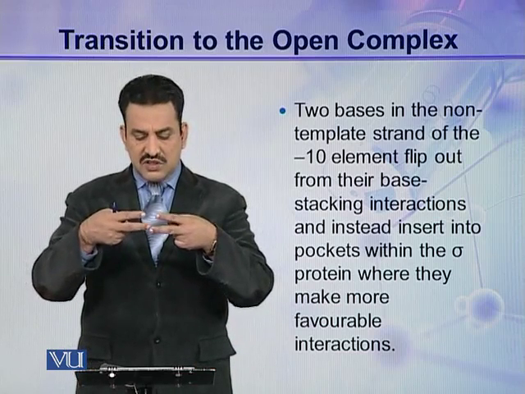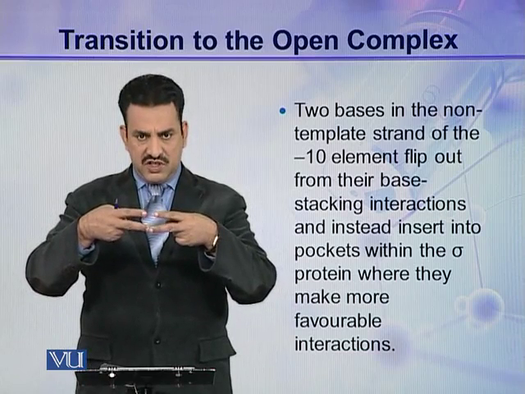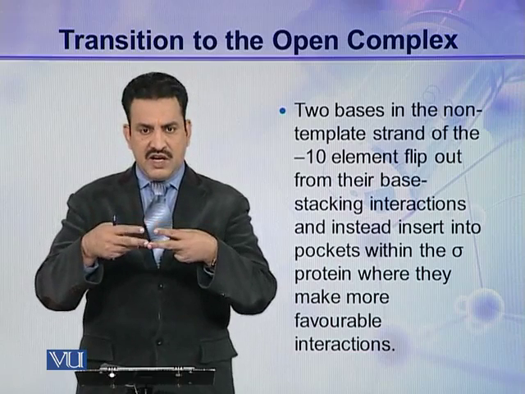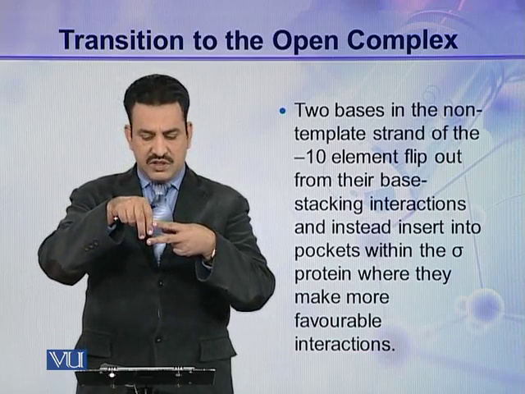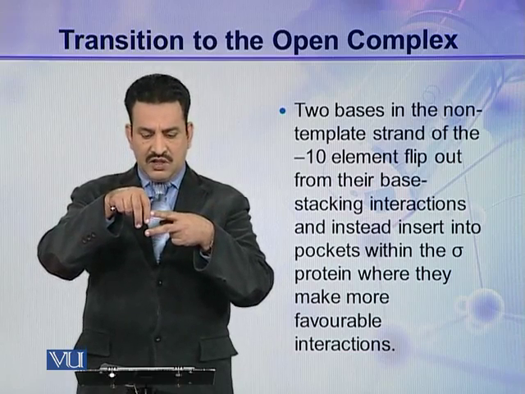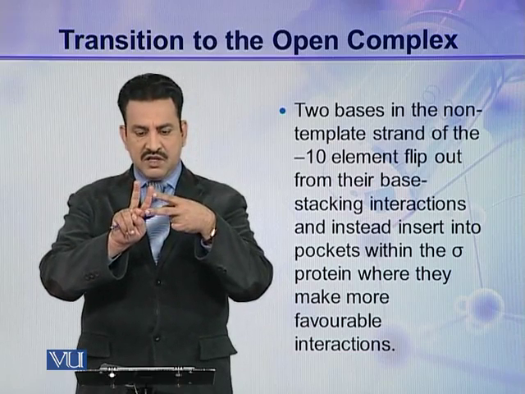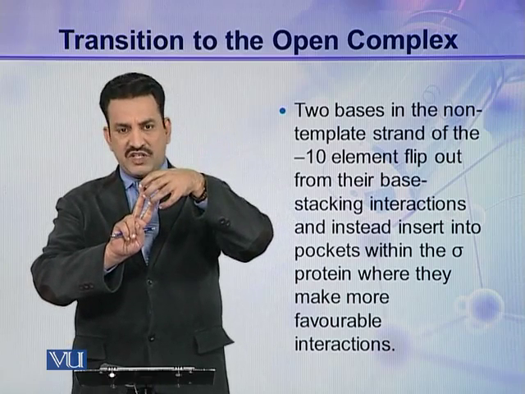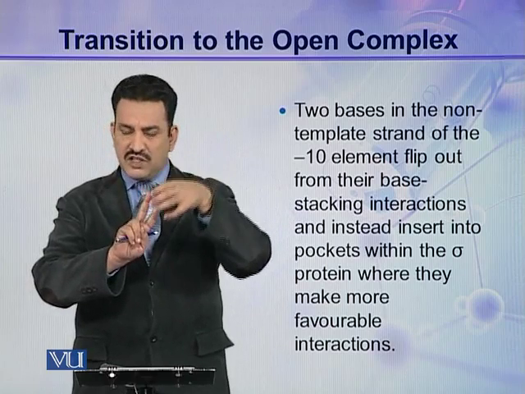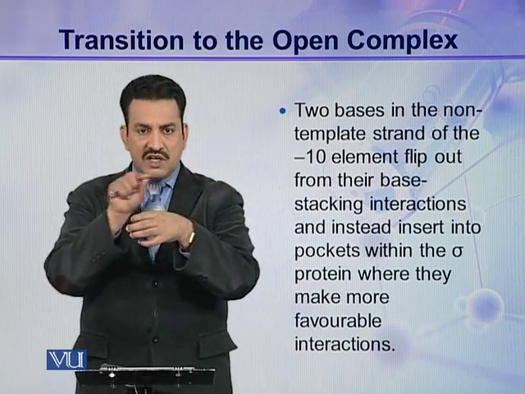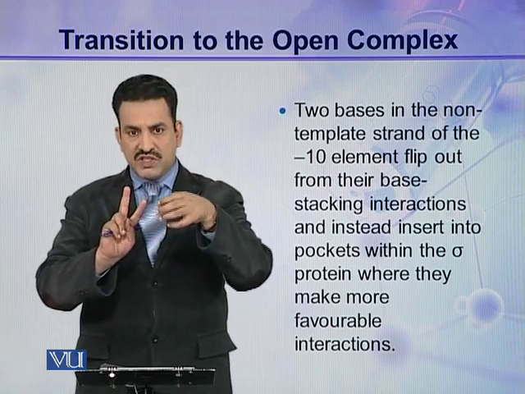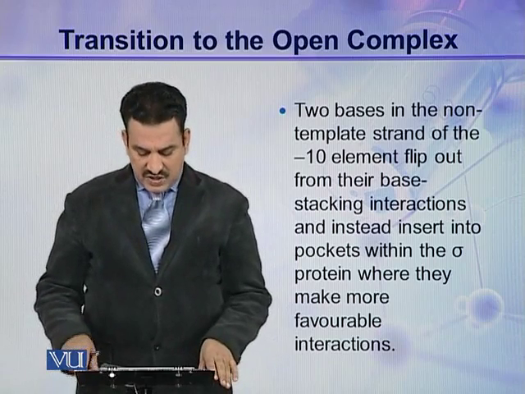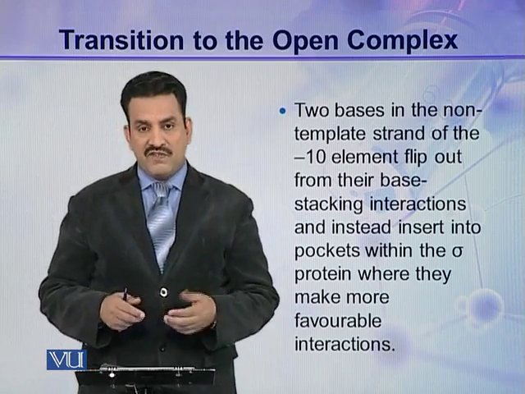So you know, this is double-stranded DNA. It has opened up after the formation of open complex, and then the two bases from the non-template strand flip out. Here is RNA polymerase attached here, and in this RNA polymerase there is one sigma factor. So these two bases are inserted into the sigma factor, where they make some more favorable interaction.